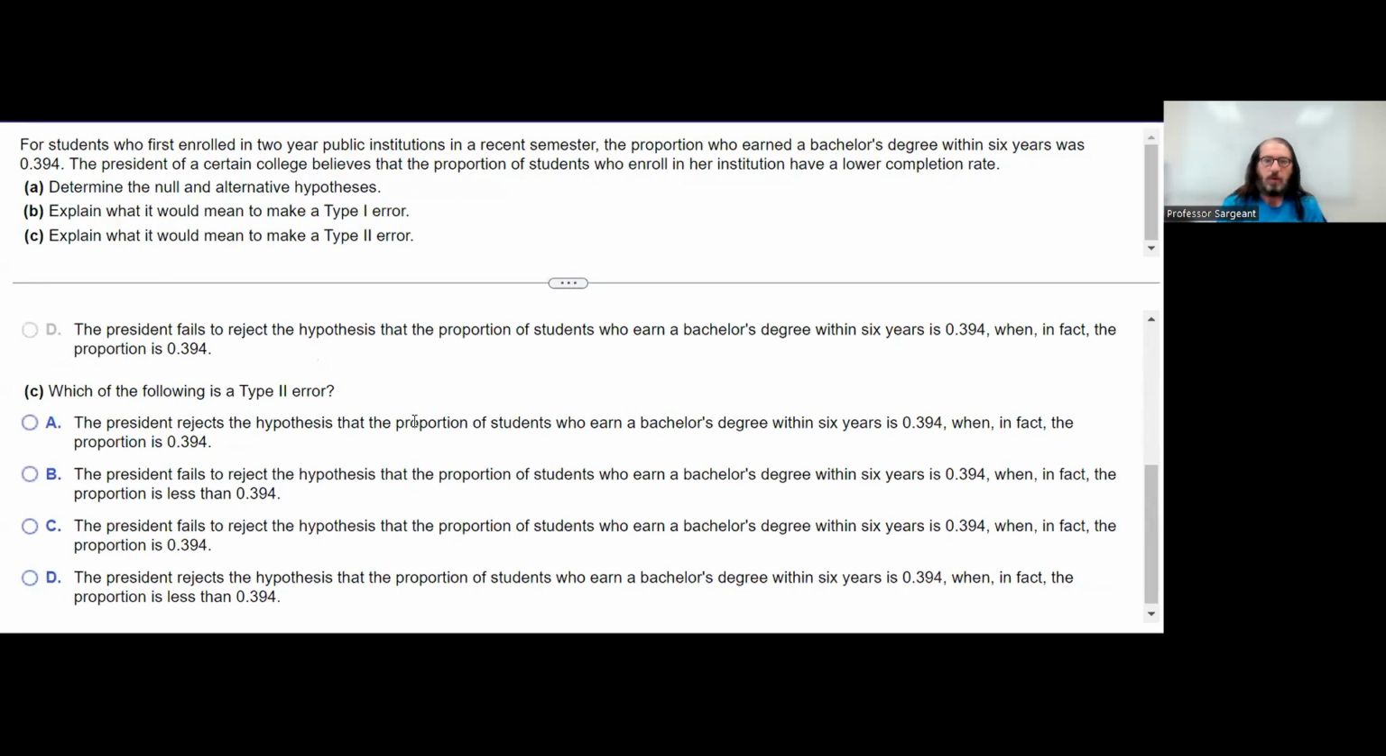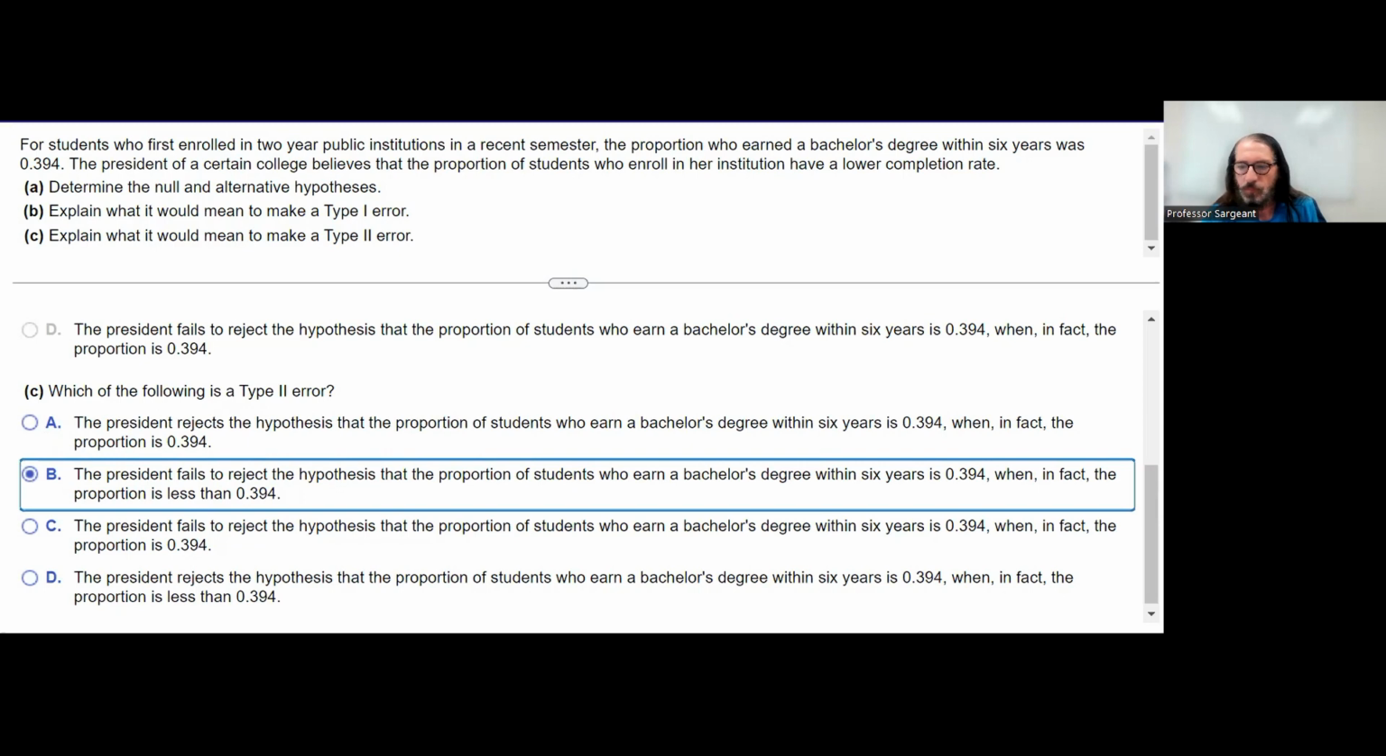A type 2 error. So essentially we have the reverse here. The null hypothesis is false. This institution really is different. The completion rate at her institution really is less than 0.394, but she fails to reject the null hypothesis, and so doesn't make the necessary changes. Looks like choice B.